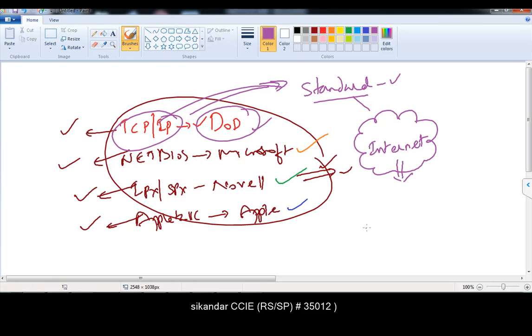Because of the requirements and advantages of the internet, in case I'm using a Windows XP operating system, which is developed by Microsoft, so it's a Microsoft operating system. Microsoft by default supports NetBIOS. But if I want this Microsoft operating system to be able to connect to the internet and exchange information, then my device has to mandatorily support the TCP/IP protocols, because the internet works on TCP/IP.